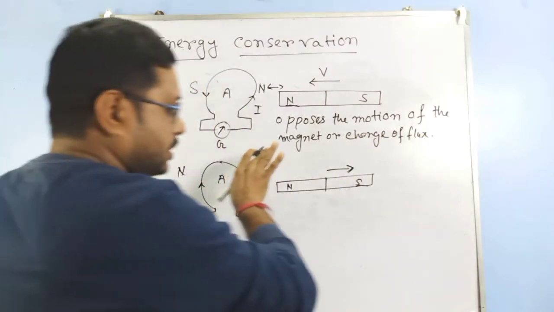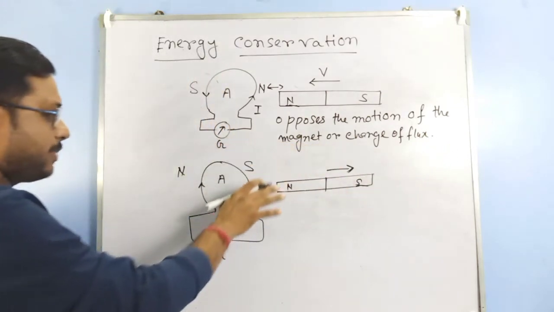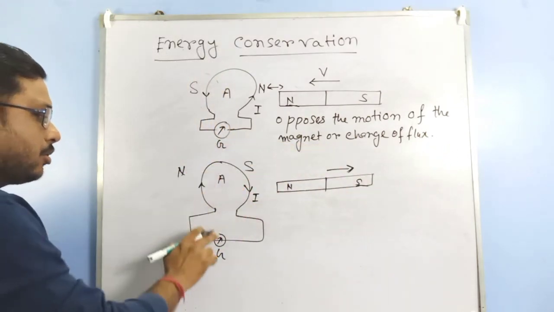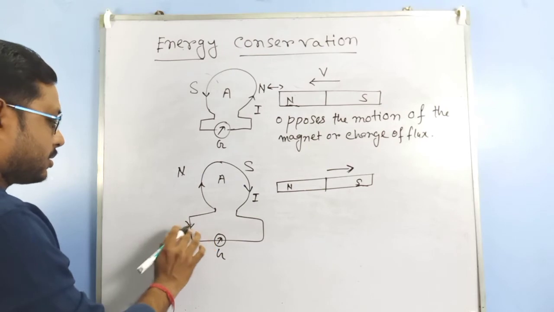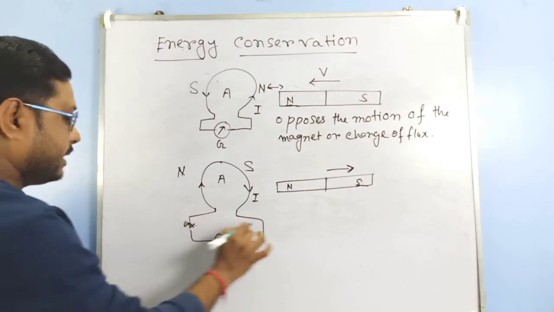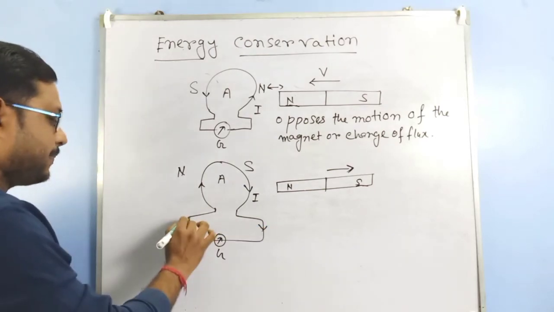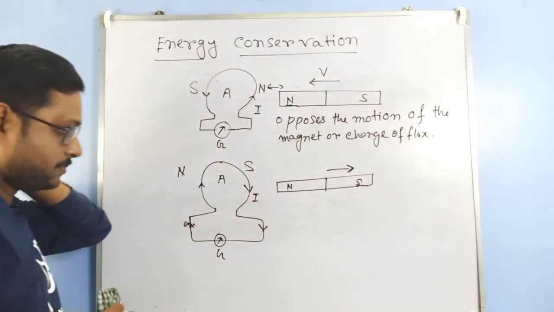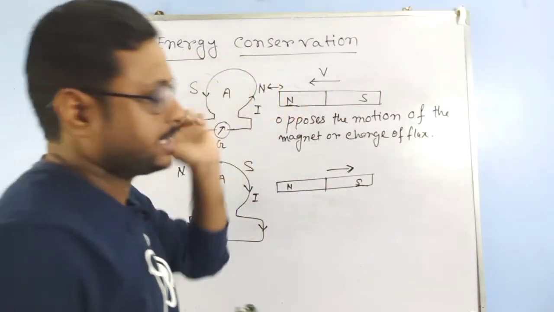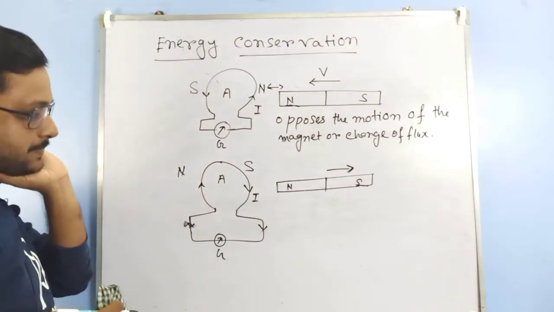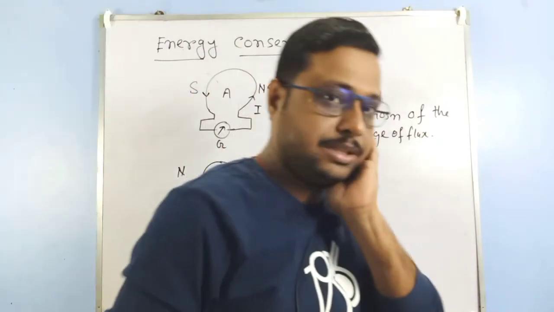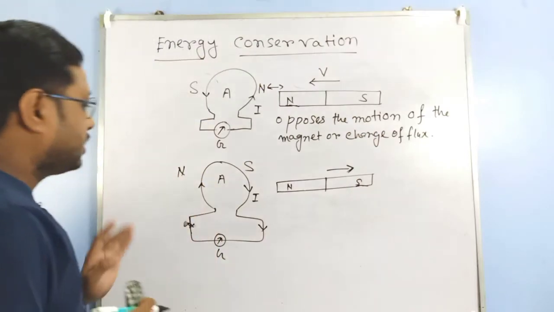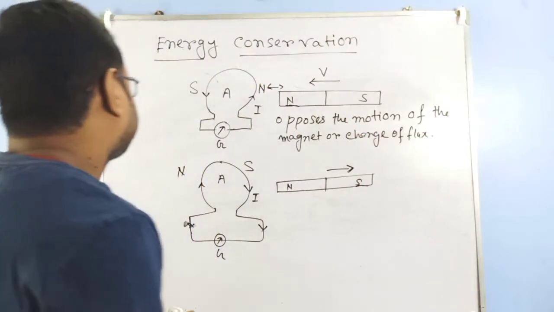Because due to the moving of the magnet, the flux decreases, so current flows in such a direction that the flux will be added up to increase the net flux. Here flux will be subtracted to decrease the net flux. This is nothing but Lenz law.